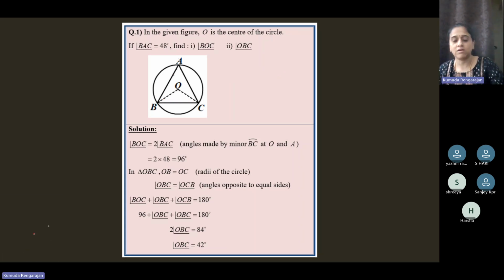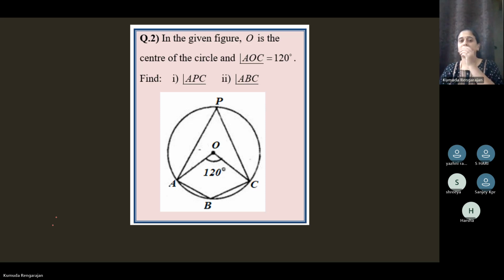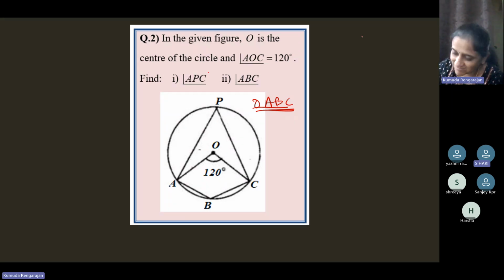Okay. Try this one. Now, is OABC a cyclic quadrilateral? Ma'am, APC 240 degree, ma'am. Is OABC a cyclic quadrilateral? No, because the point O is not touching the circle. OABC is not a cyclic quadrilateral because O does not lie on the circle.